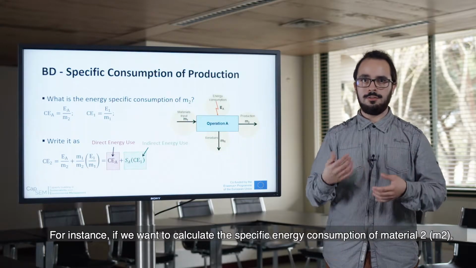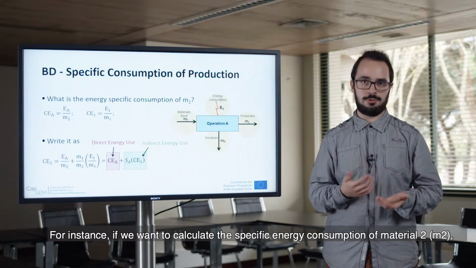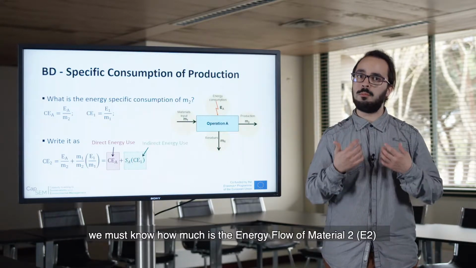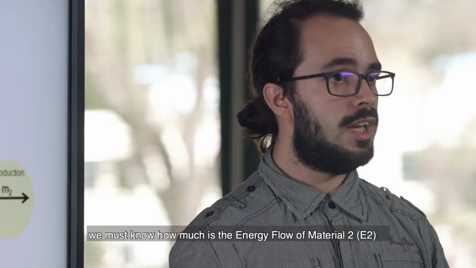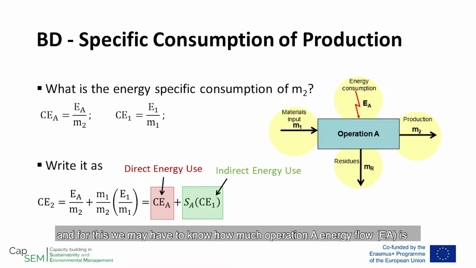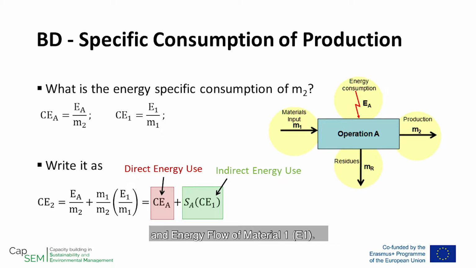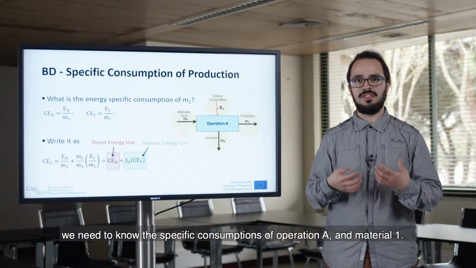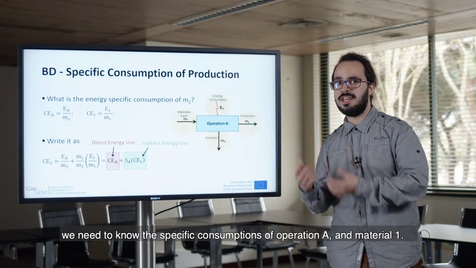For instance, if we want to calculate the specific energy consumption of material 2, we must know how much is the energy flow of material 2 and the mass of material 2. And for this, we might have to know how much operation A energy flow is and the energy flow of material 1. Therefore, for the specific consumption of material 2, we need to know the specific consumption of operation A and material 1.